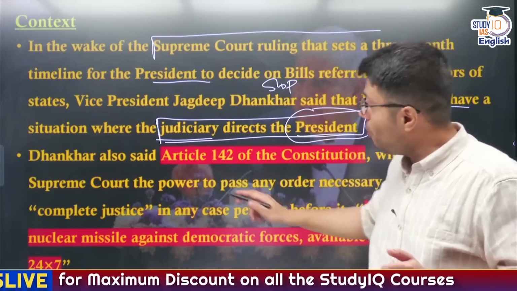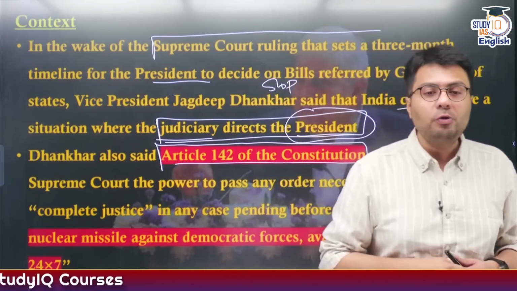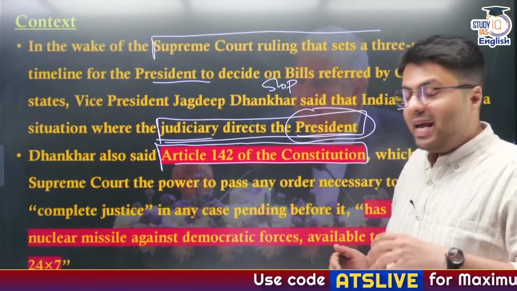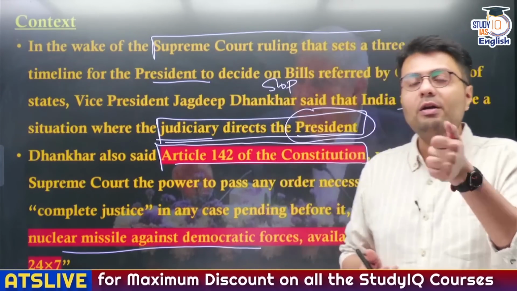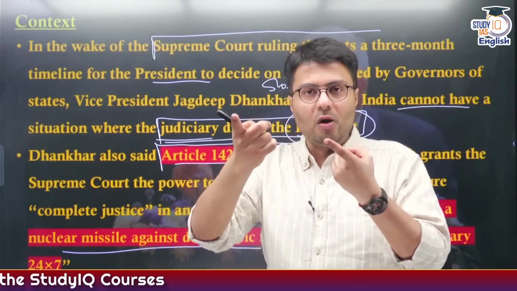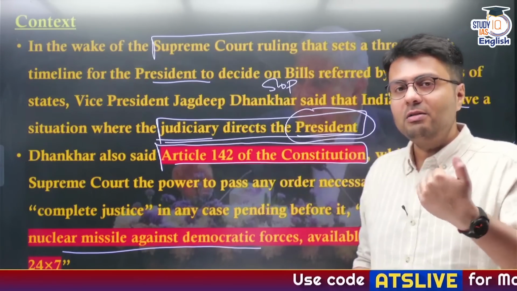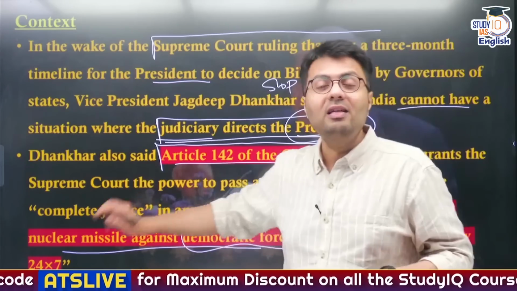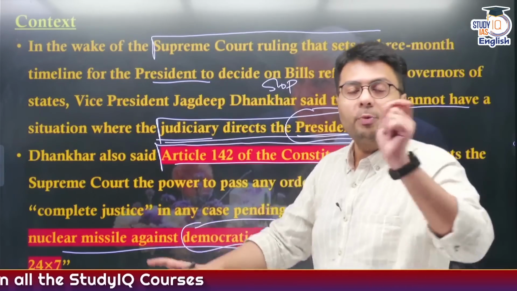Similarly, the Vice President has also highlighted that the use of Article 142 of the Indian Constitution by the Supreme Court to pass any order which is necessary to ensure complete justice is actually a nuclear missile against the very democratic forces. Why is this a nuclear missile against democratic forces? Because what is a democratic setup in India? Legislature passes laws, executive implements the laws, and judiciary reviews the laws. But when the judiciary starts to pass the law and implement the law, this actually violates the democratic forces, and this kind of an extraordinary power, according to the Vice President of India, is available to the Supreme Court 24/7.